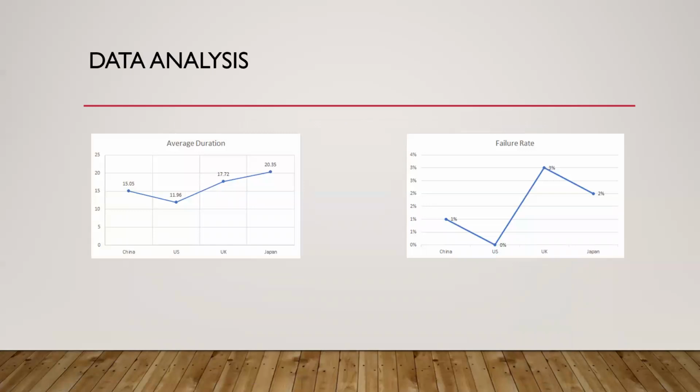The last is the data analysis. We compare the average times that users request 100 times in China, UK, US, and Japan. As we can see in the left table, the controller functions we uploaded to the servers in China, and the average request time of China is 15 seconds. In US it's 11 seconds. In UK, it's 17 seconds. And in Japan, it's 20 seconds.